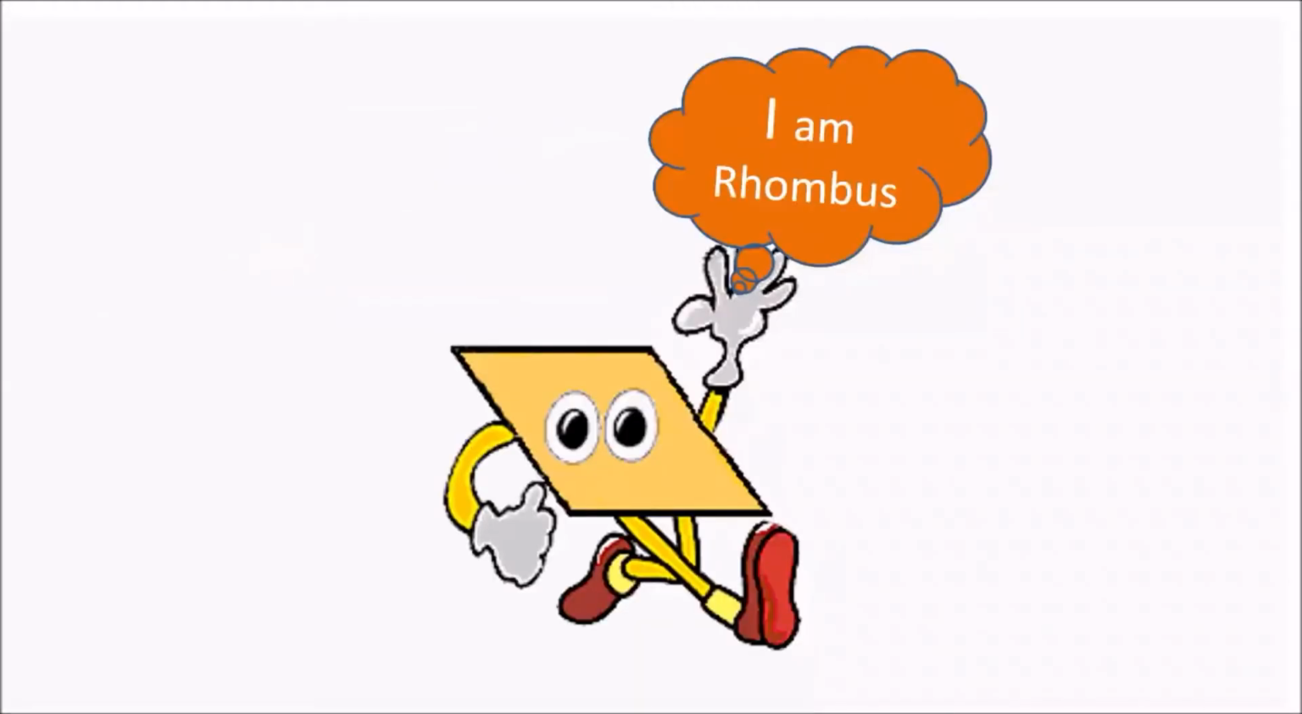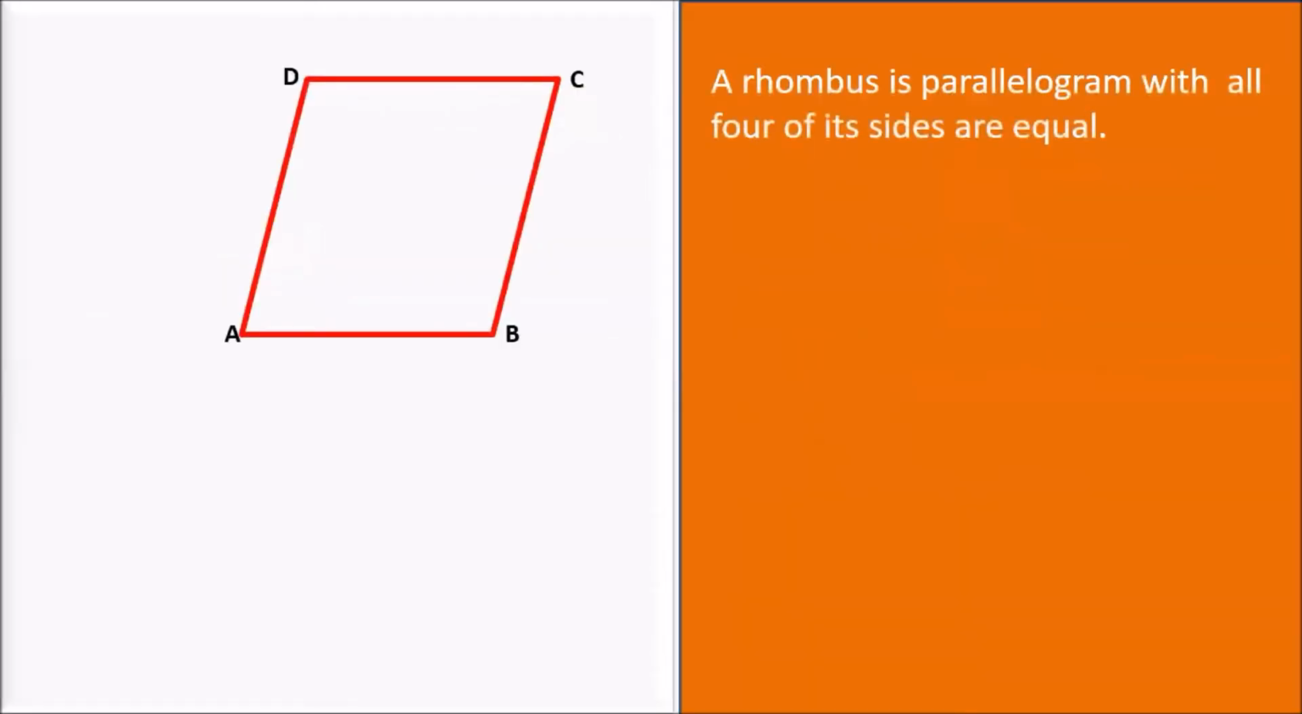Next, what? It is a rhombus. What is a rhombus? A rhombus is a parallelogram. First, it is a parallelogram, so all the properties of the parallelogram it carries. And what is extra? The extra condition is that all the sides are equal, which not all parallelograms have. All the sides are equal.